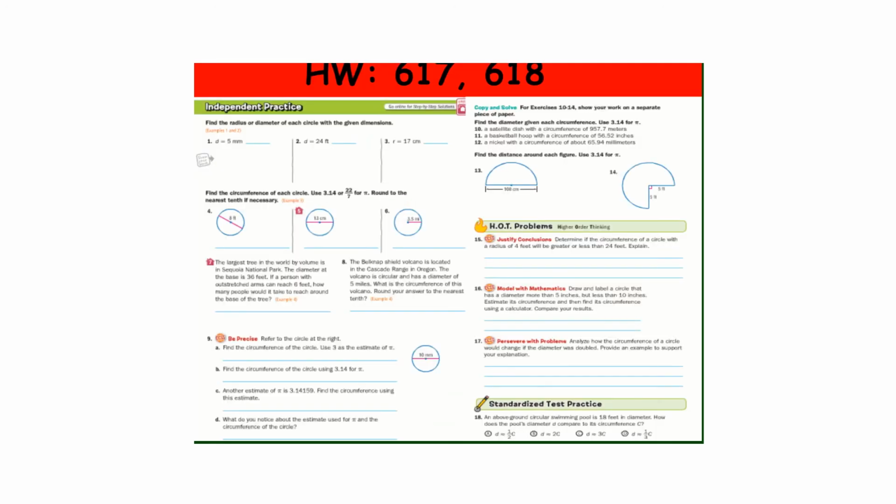So page 617 should be able to do that page. And that's the lesson for 8-1.